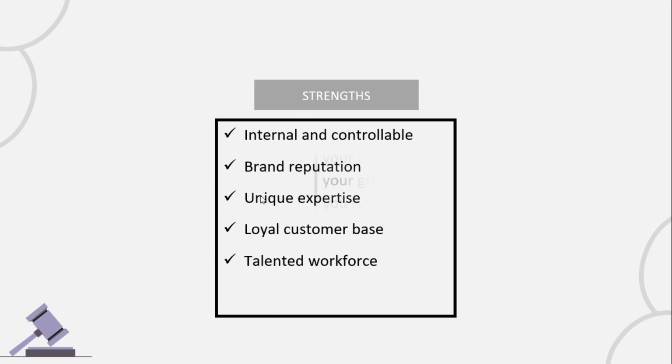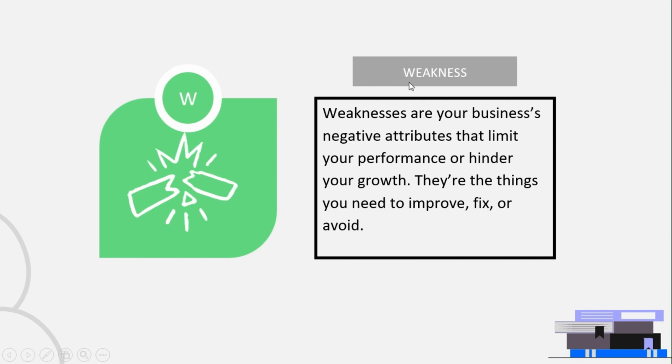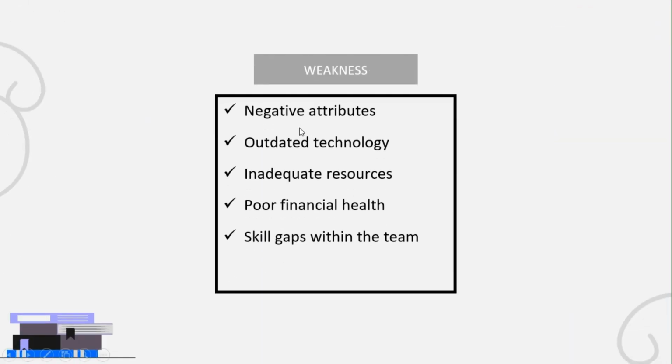Now here I am going to explain weakness. Weaknesses represent the negative internal factors that hinder your organization's performance and competitiveness. They are areas where you fall short compared to others or aspects that limit your ability to achieve your goals. Identifying and addressing weaknesses is crucial for improvement and strategic growth. Weaknesses include some points to remember: negative attributes, outdated technology, inadequate resources, poor financial health, skill gaps within the team.